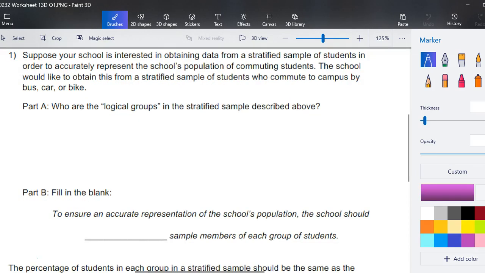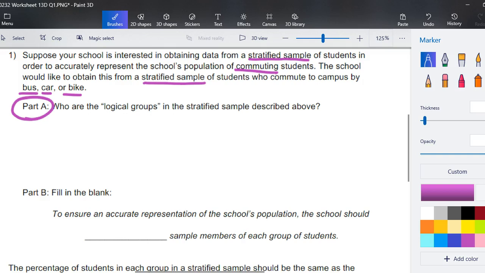Suppose your school is interested in obtaining data from a stratified sample of students in order to accurately represent the school's population of commuting students. So the school would like to obtain this from a stratified sample of students who commute to campus by bus, car, or bike. Part A. Before you answer, make sure you've hit pause and answered at least question 1, maybe question 1 and question 2, but at least work on question 1 and then come back and let's walk through it together.